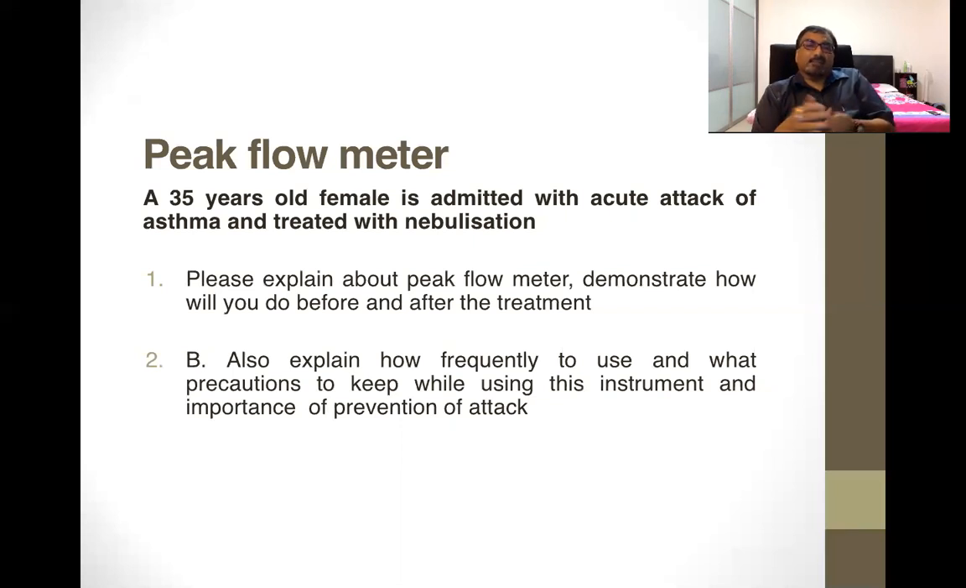So the whole idea of all these interactive OSCEs is how professionally you have looked into the procedures and how professionally you are able to demonstrate the technique of examination, and that's what is very much required when you go to the wards as a house officer. You should be able to do it.